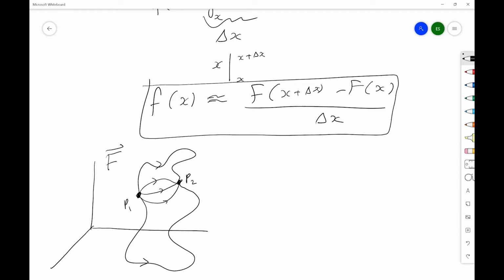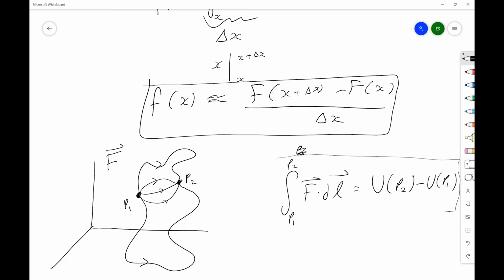So if we have such a conservative field, and I integrate it from P1 to P2, f dot dl, it has to be a conservative field for this to make sense. I can write it as just a function of the boundary, some function u(P2) minus u(P1). So this makes sense. The integration is not going to depend on anything other than the boundary, and it has a form similar to the fundamental theorem of calculus.